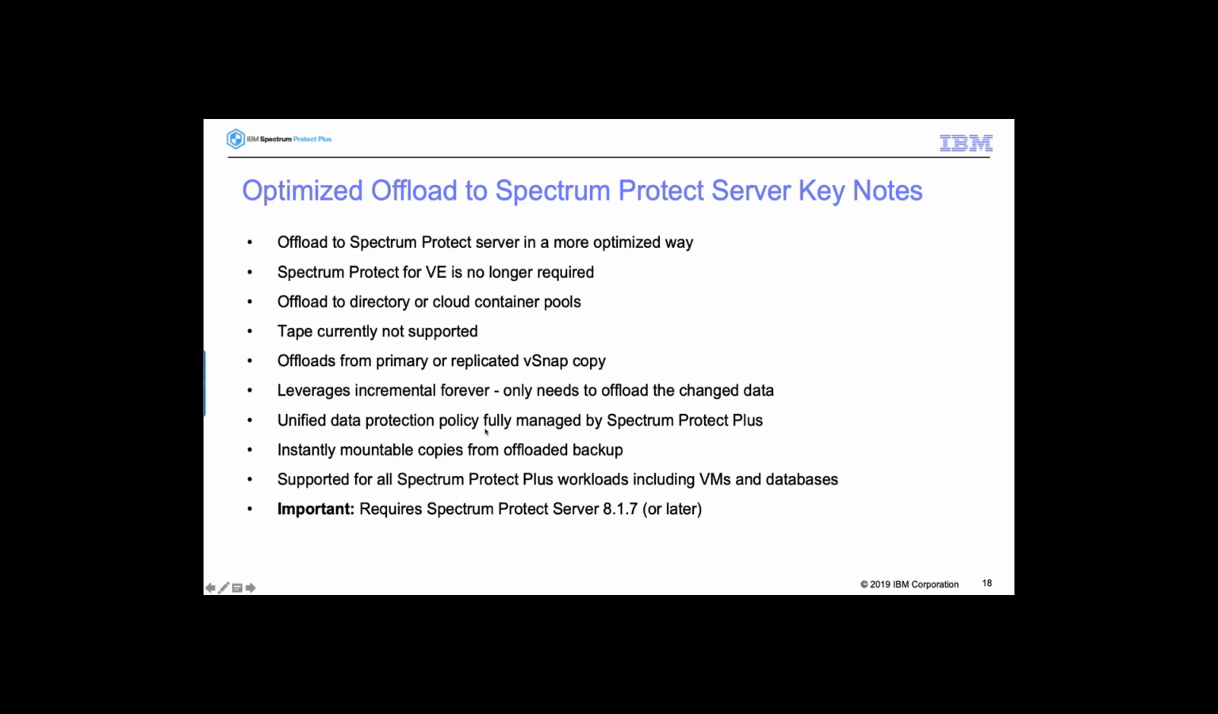Another change that is going to occur from version 10.1.2 to 10.1.3 is that in earlier versions of offload, the policy on the Spectrum Protect side managed the retention of the offloaded data. Beginning in Spectrum Protect Plus version 10.1.3, we now manage the retention of that from Spectrum Protect Plus. So you no longer have to set that up in Spectrum Protect. And just like with the cloud, we also have the instantly mountable copies available from the offloaded backup.